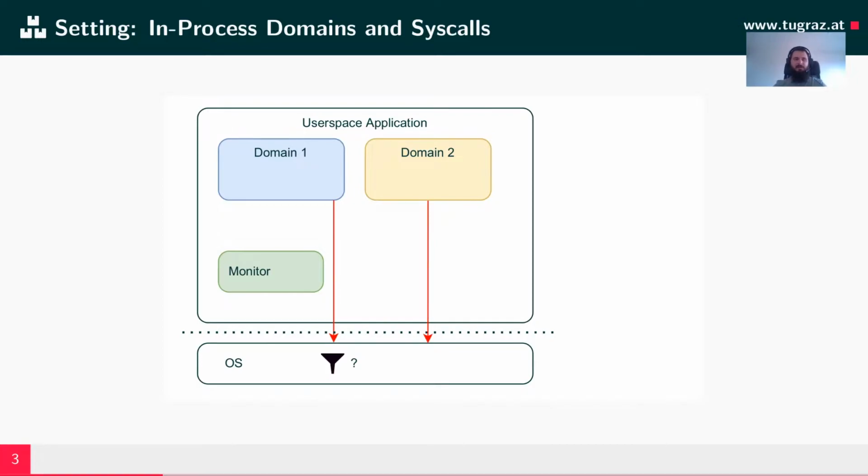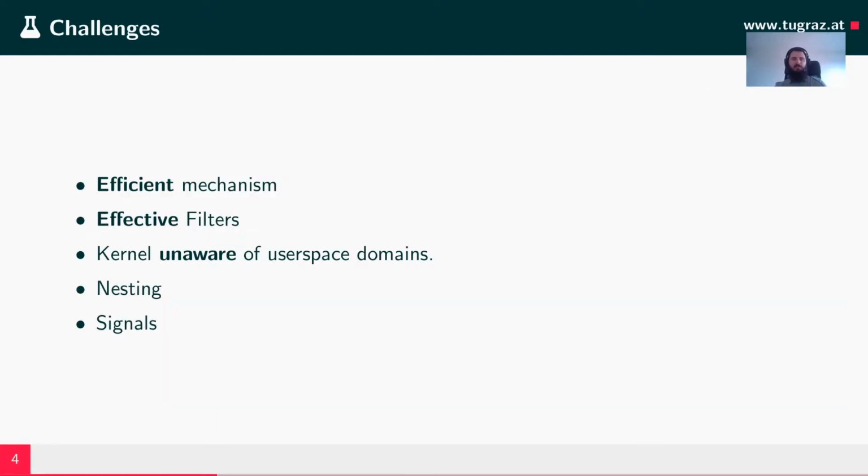However, the kernel is not aware of these user space domains. Moving complex filtering logic to the kernel would increase the kernel's attack surface. Alternatively, we can dispatch the syscalls back to the monitor, but this introduces additional context switches. Furthermore, we might have nested domains which also want to filter their respective child domains. In short, there are a number of challenges such as the need for an efficient mechanism, effective filters, the kernel not being aware of user space domains, nested domains, signals, and so on.